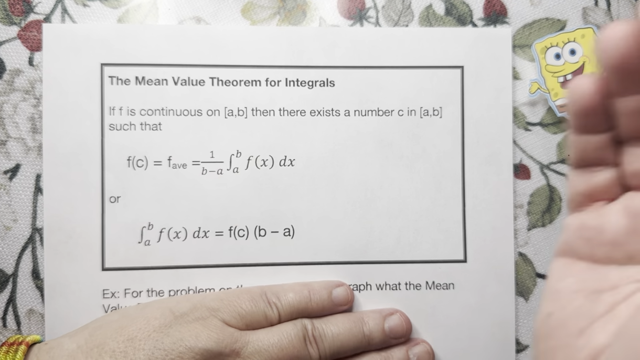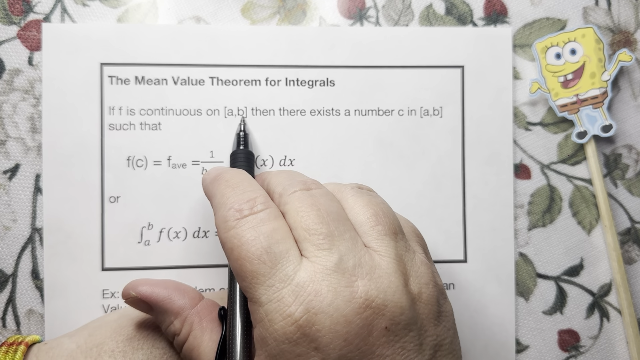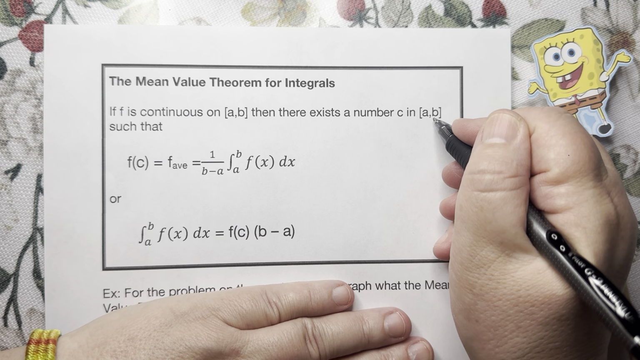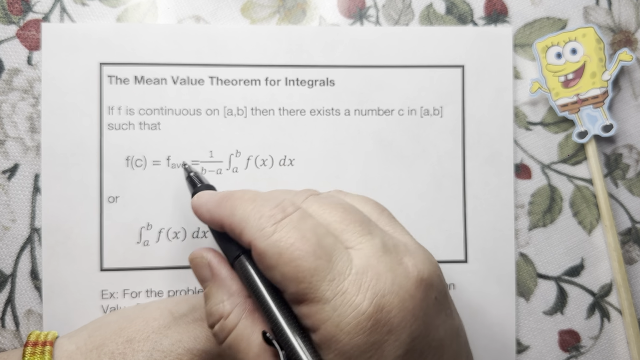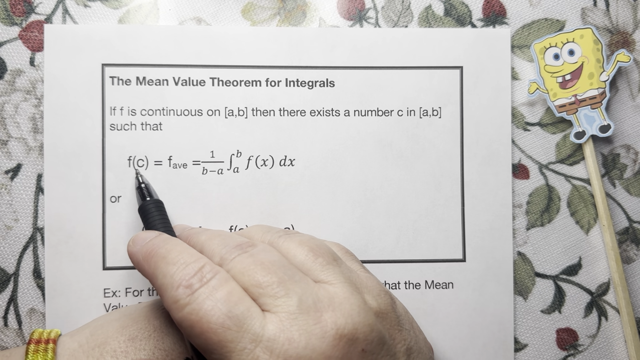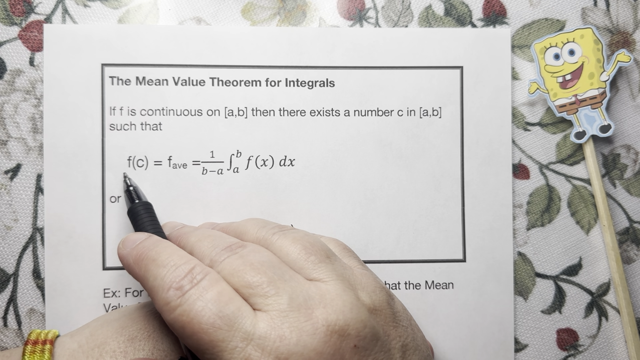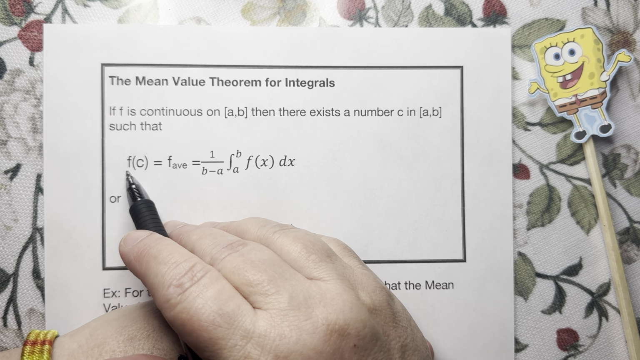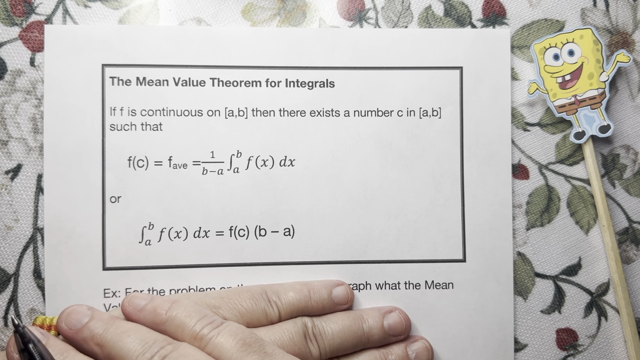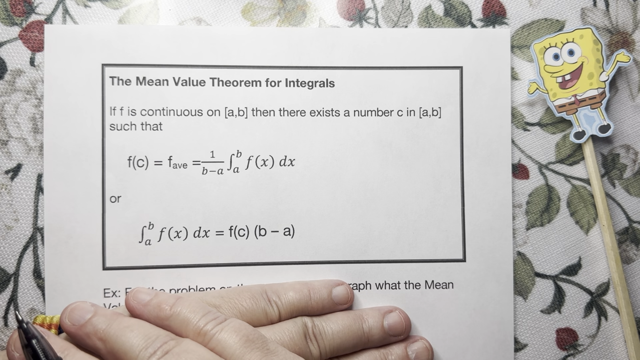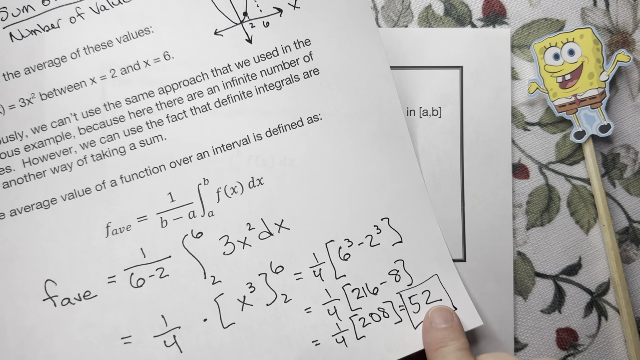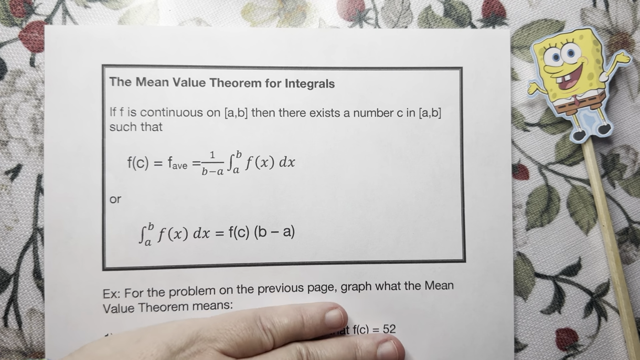If f is continuous, so in other words, you can take integrals on an interval, it's a closed interval, then there exists a number c. There's some c in that interval such that when you find the average value, that is actually equal to what happens when you plug c into f. So in other words, this is a y value that's equal to the average value. So somewhere in the graph, you can find, so the way we found that our answer was 52, somewhere in the graph, we'll be able to find 52. And I'm going to show it to you. Okay?